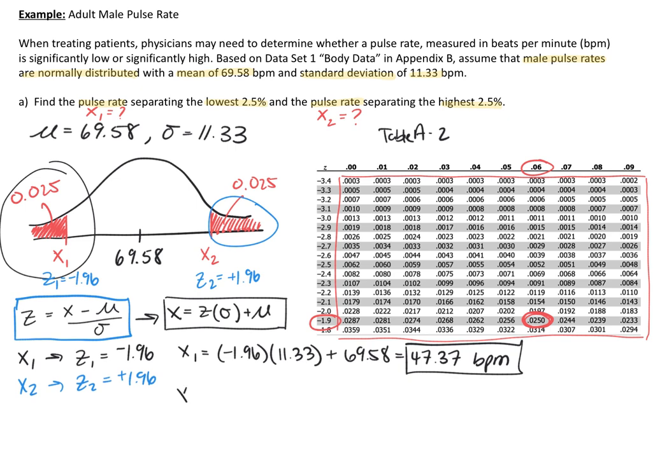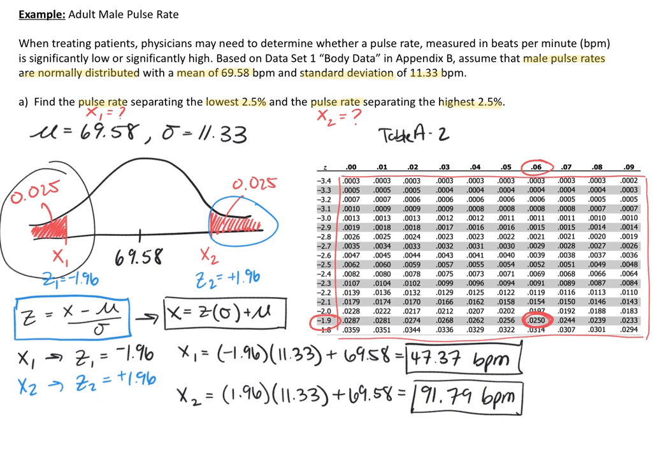And now let's do the same calculation for x sub 2, but we're going to use the positive z-score, 1.96, and multiply it times the standard deviation and add the mean value. When you do that calculation, it gives us a pulse rate of 91.79 beats per minute. So that is the pulse rate that separates the top 2.5%. Watch the next video to learn how to do this on the graphing calculator.